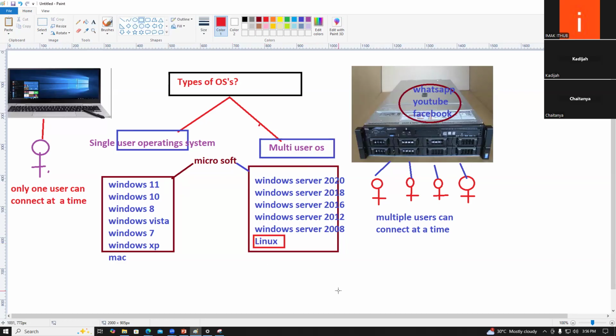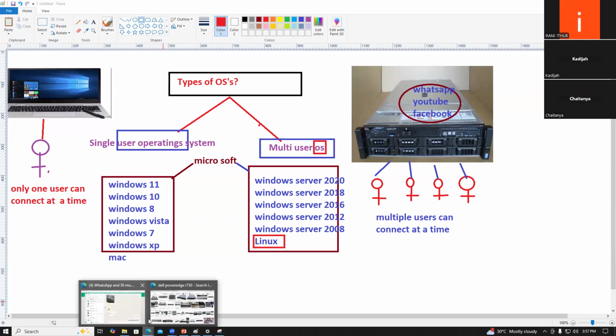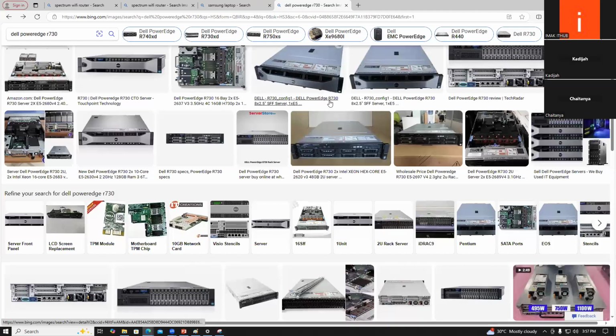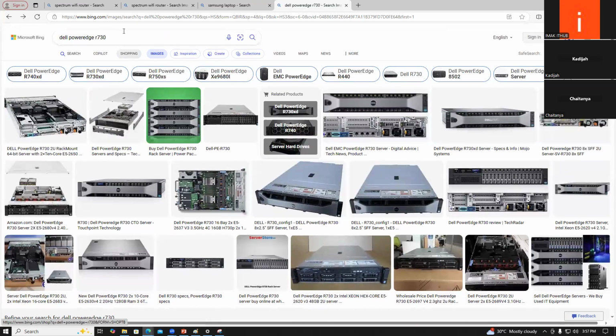Now what is Linux? Linux is a multi-user operating system. In the same way, some hardware companies designed two types of hardware. One is for single user operating system and one is for multi-user operating system. Dell company created two types of hardware. So this is a Dell PowerEdge. You know Dell company, right?